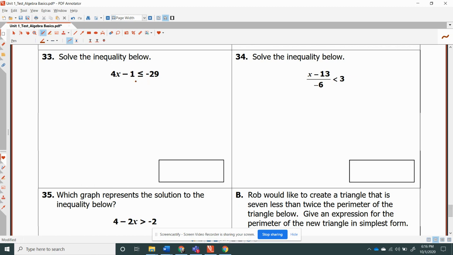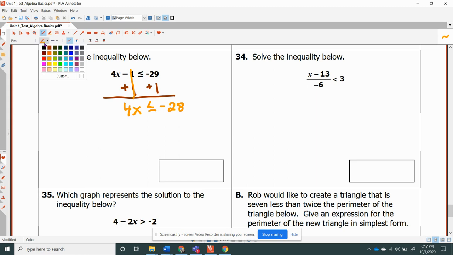Okay, getting near the end. Here's an inequality. First thing we'll do is add 1 to both sides. This cancels. 4x is less than or equal to negative 28. Negative 29 plus 1 is negative 28.